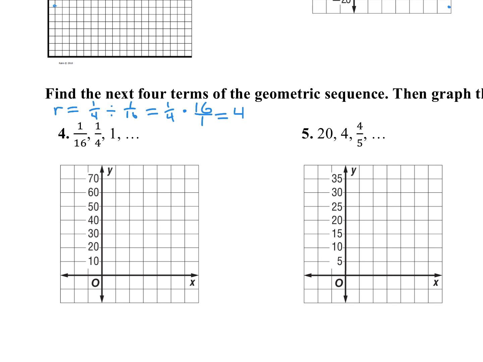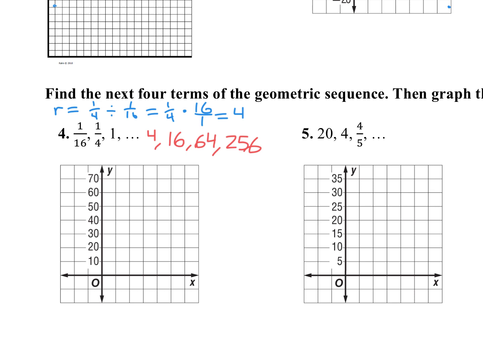All right, so if the last number was 1, we multiply by 4. We get 4. 4 times 4 is 16. 16 times 4 is 64. And 64 times 4 is 256. All right, now let's graph those items.